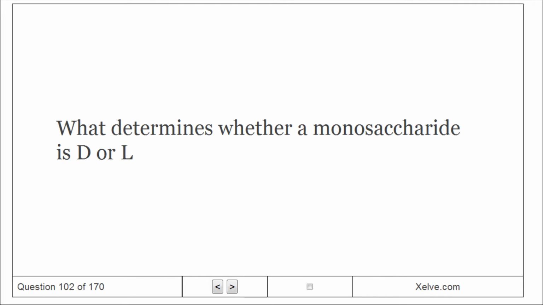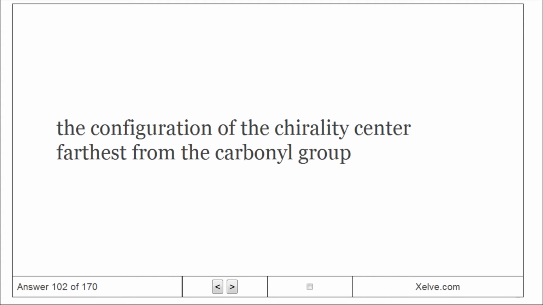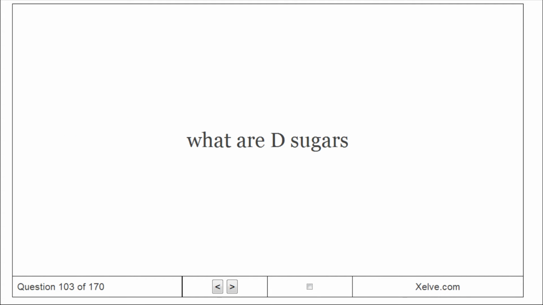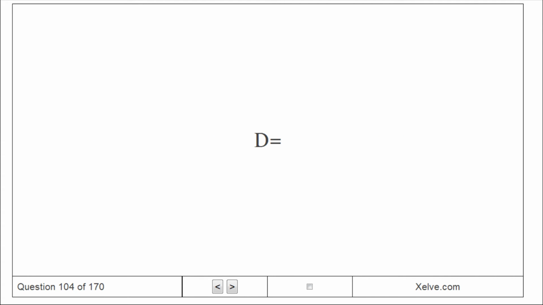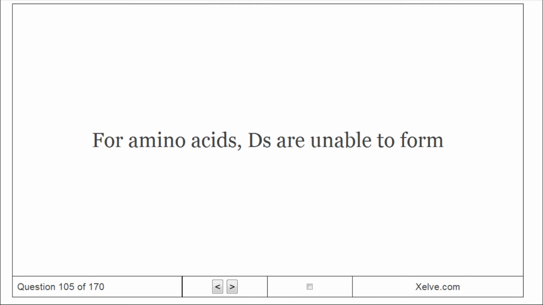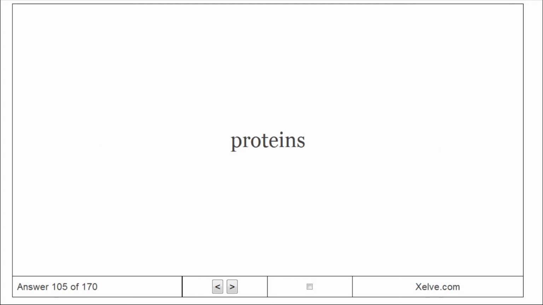What determines whether a monosaccharide is D or L? The configuration of the chirality center farthest from the carbonyl group. What are D sugars? Glucose and all other naturally occurring sugars. D equals dextrose equals right. For amino acids, the L form is used to form proteins.